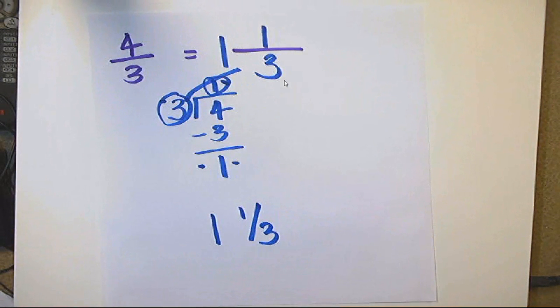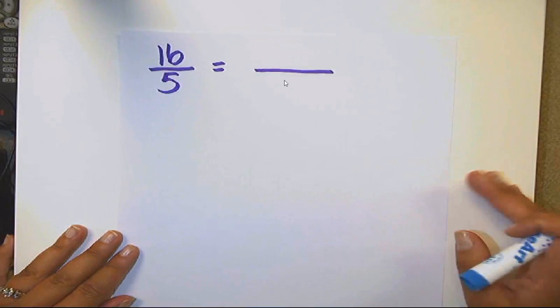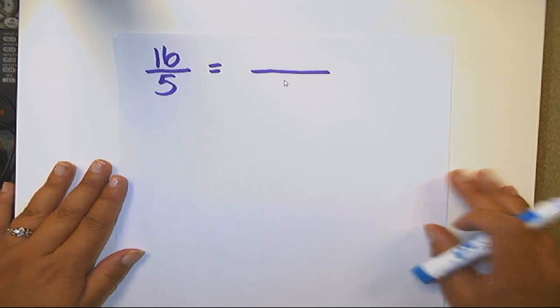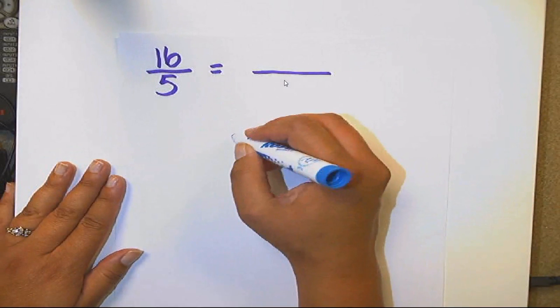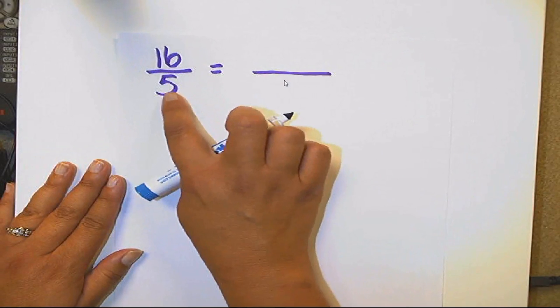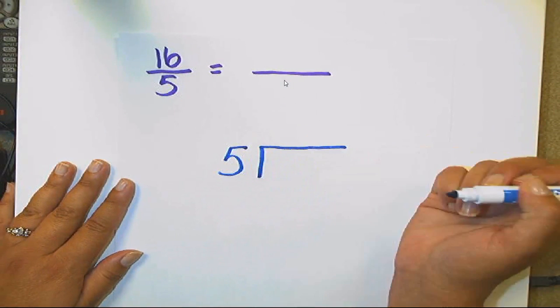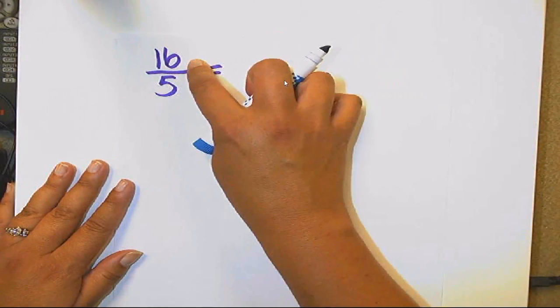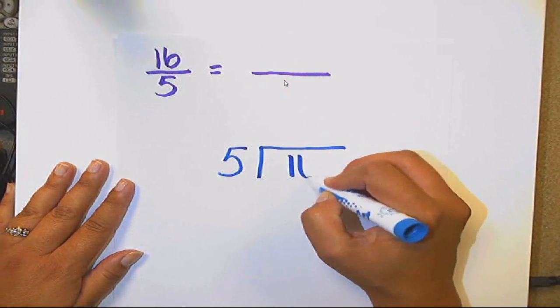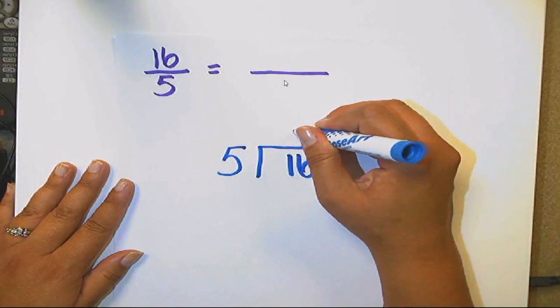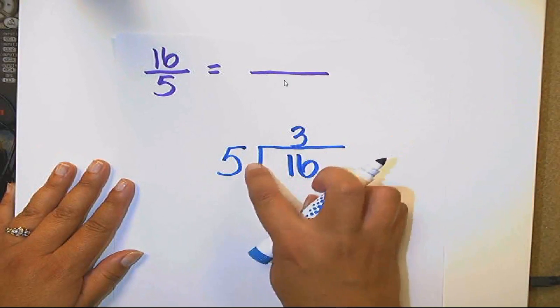Let's do a few more. The next one we're going to do is 16/5. Again, this is an improper fraction that I have to change into a mixed number. So in order to do that, I'm going to take my denominator, 5, I'm going to see how many times it will go into my numerator, 16. I know that 5 will go into 16 three times. 3 times 5 is 15.